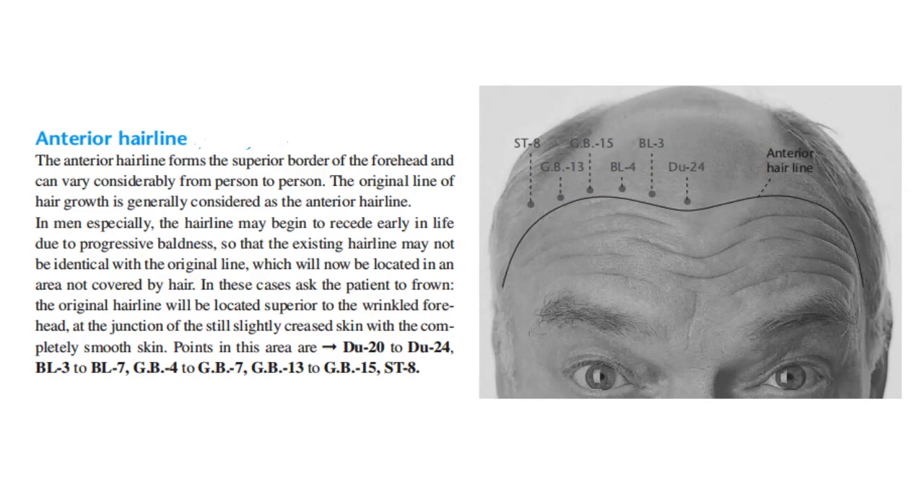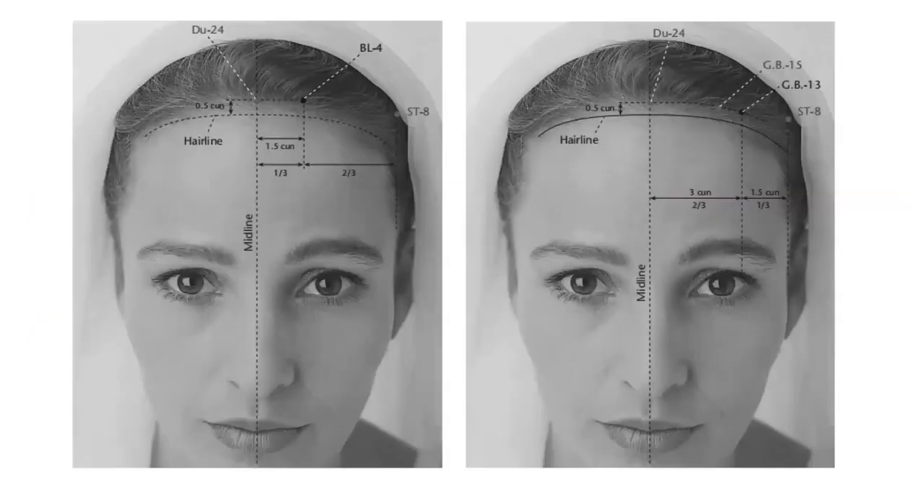Points in this area are DU 20 to DU 24, BL 3 to BL 7, GB 4 to GB 7, GB 13 to GB 15, and ST 8. So here is the figure emphasizing the forehead and the points located on the anterior hairline.